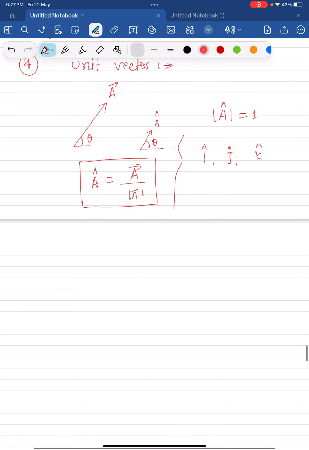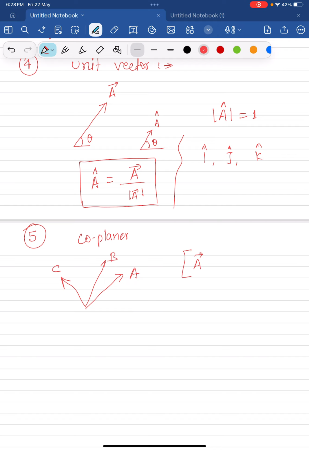Next type, coplanar vectors. Two or more vectors are said to be coplanar if they lie in the same plane. So if the triple product of these vectors is 0, it means these three vectors are coplanar. Triple product means the cross product of any two vectors and the dot product with the third vector.